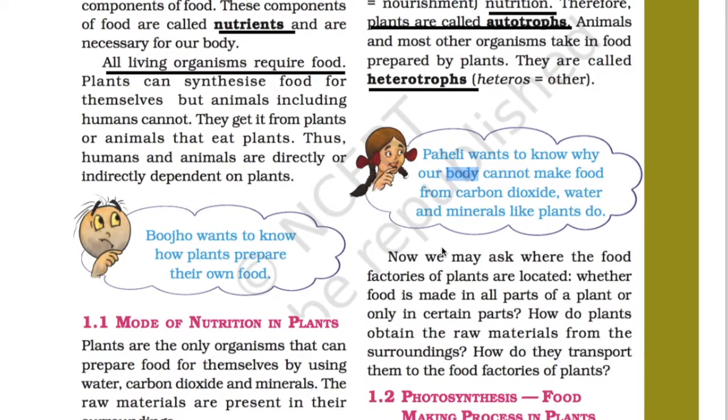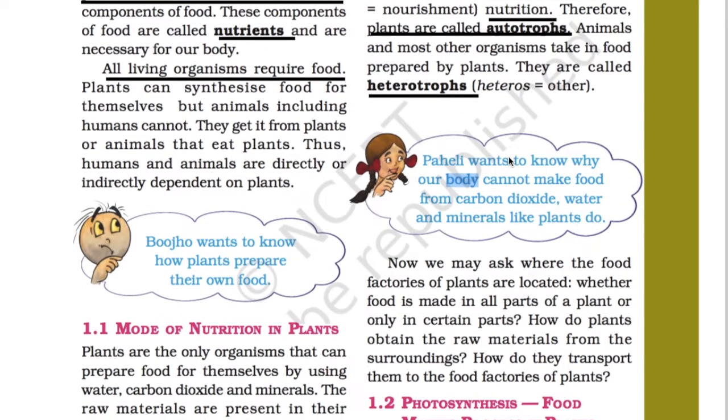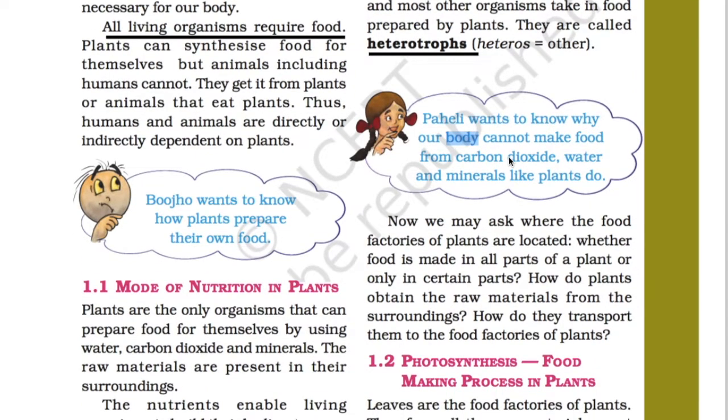organisms can be classified into two categories: autotrophs and heterotrophs. Plants are known as autotrophs because they can prepare their food themselves. Other animals are known as heterotrophs.